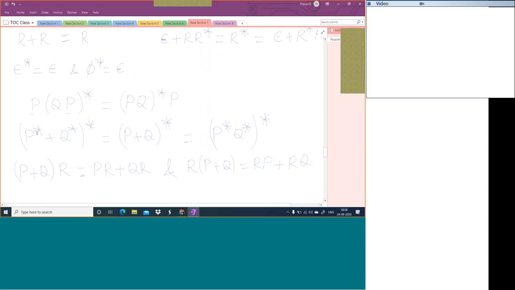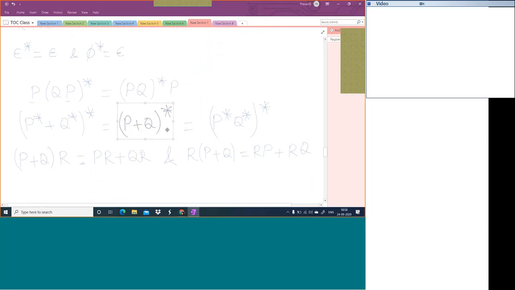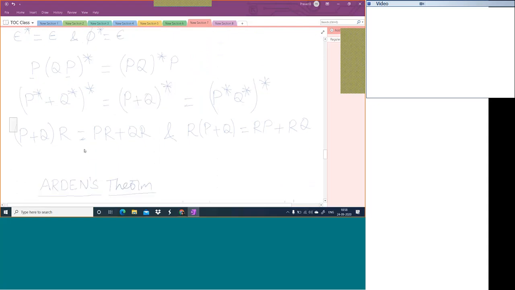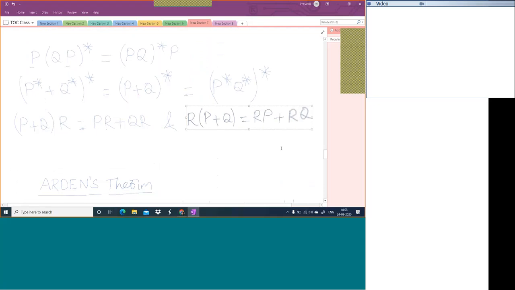And similarly, (P star plus Q star) whole star, simply you can write as (P plus Q) whole star. The same, if it is (P star Q star) whole star, this also simply we can write as (P plus Q) whole star. Either it is (P star plus Q star) whole star or (P star Q star) whole star, you can simply write as (P plus Q) whole star. And this is distributable. (P plus Q) followed by R is PR plus QR. If R is left side, R followed by (P plus Q) is RP plus RQ.